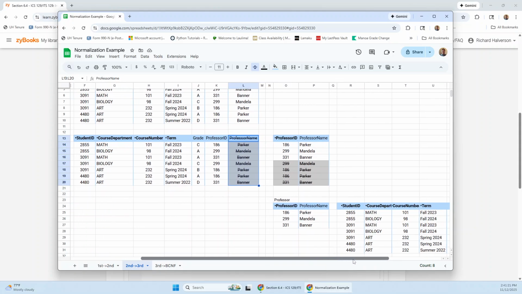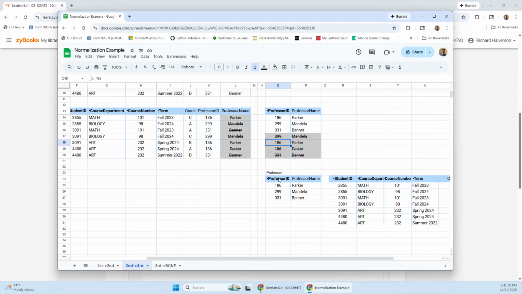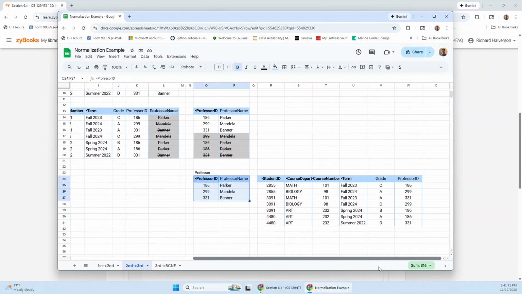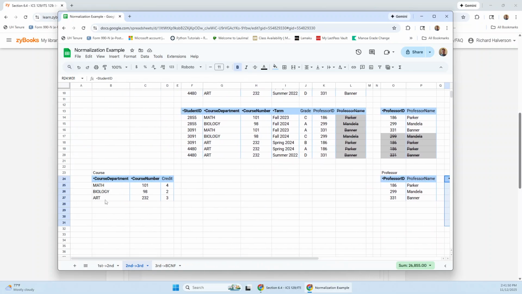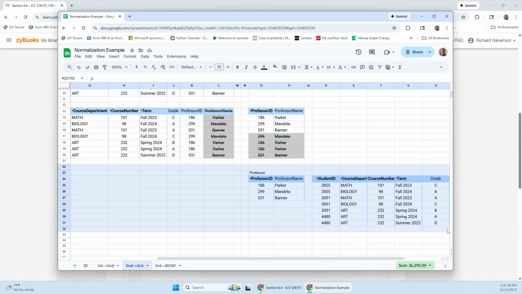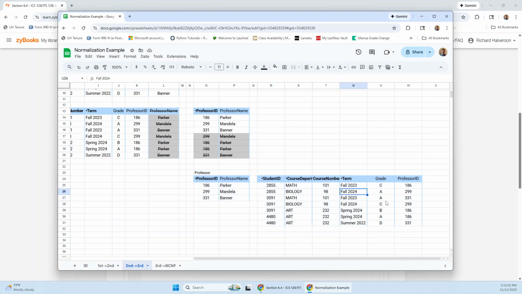Okay, so when we remove the redundant rows, there's only 3 professors. There's 7 rows, so these 4 are redundant. And so when we remove those, we end up with just this table and this table. So we've removed the professor name. So now our database in whole consists of the course table, the professor table, and this remaining table. We're still going to work on this remaining table.